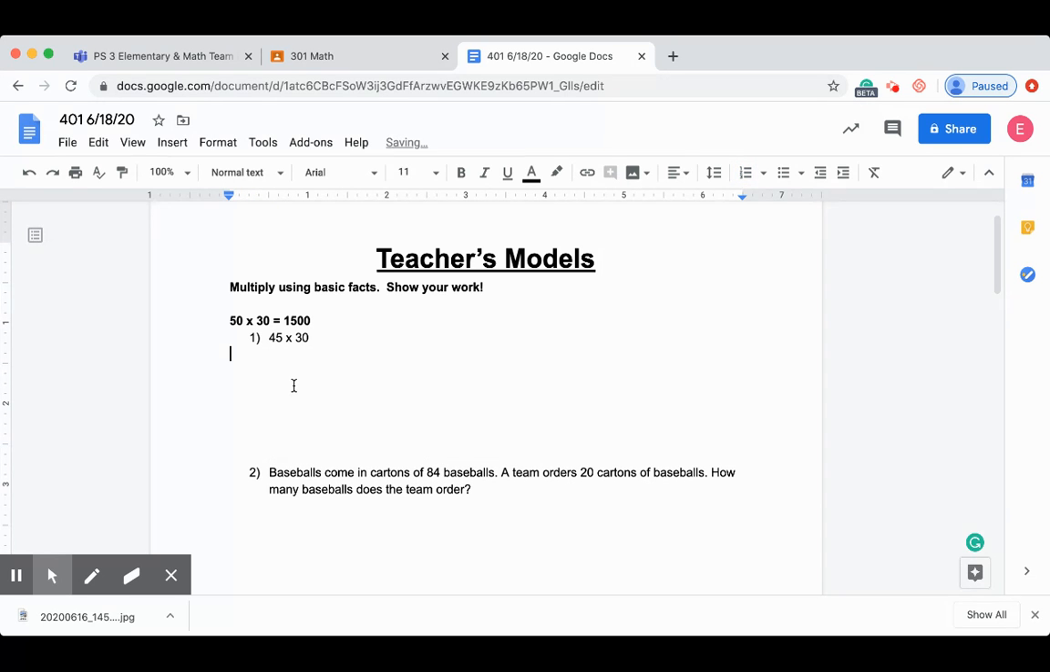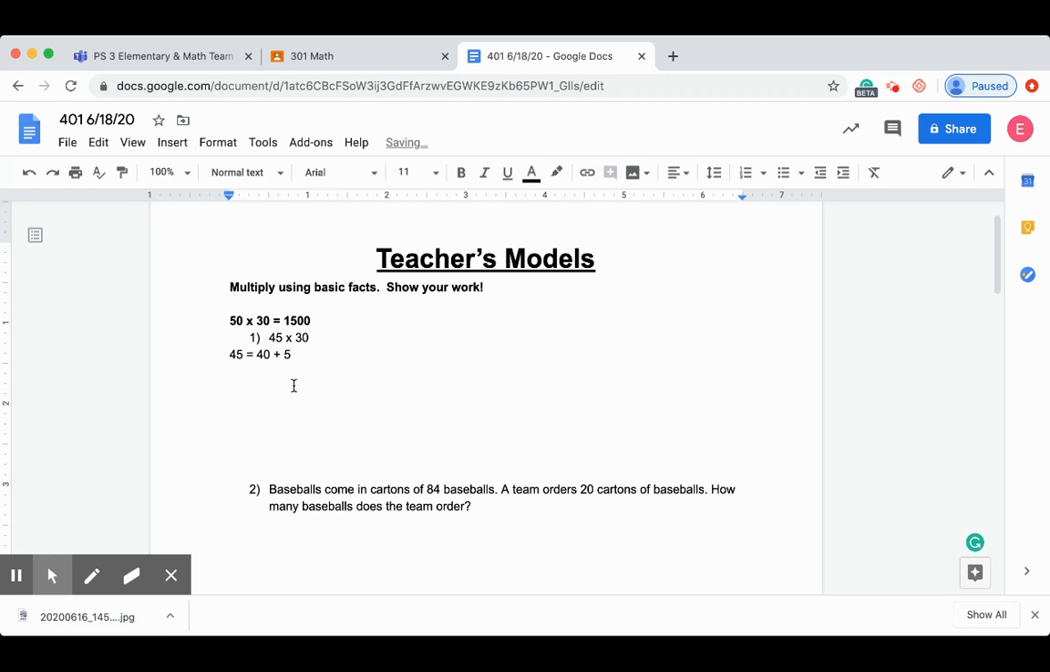Now the way that we're going to show our work is I'm going to split apart 45. I'm going to leave 30 how it is because that's a nice easy number to multiply using basic facts because it ends in a 0. So then I'm going to break up 45 as I know that 45 is equal to 40 plus 5. I know if I add 40 and 5, I will get a sum of 45.